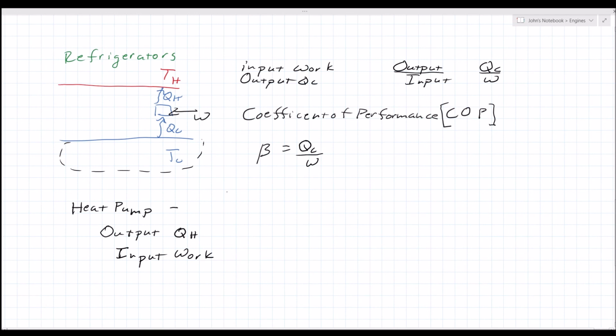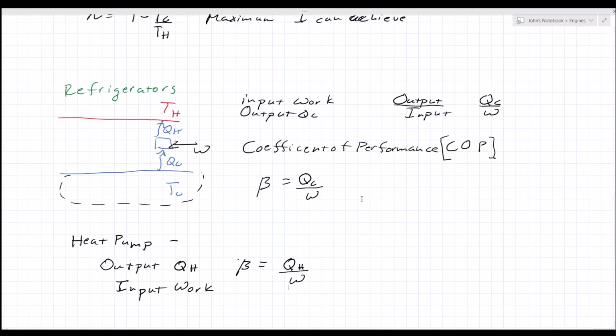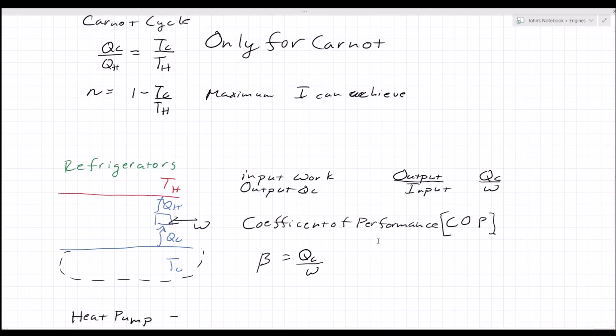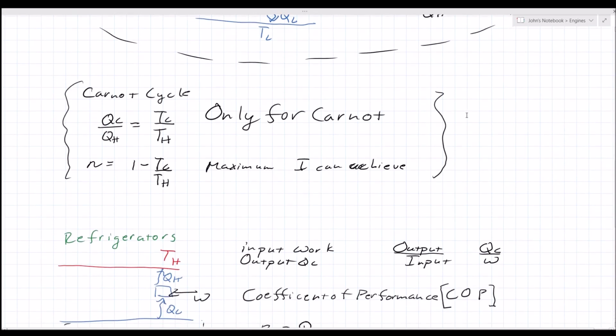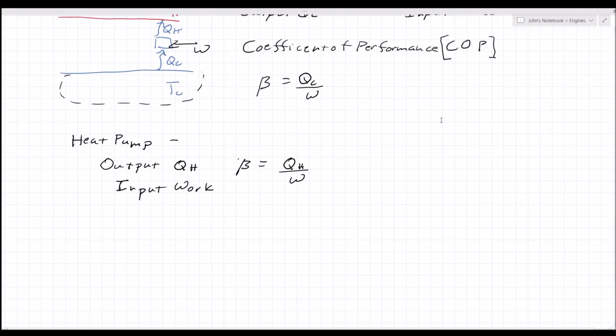So again, you would still use the coefficient of performance for your heat pump, and your heat pump coefficient of performance would be Q high over work. All right, so remember, you can again turn this into Carnot, going up here and using this relationship here and this relationship here. Now that the theory has been covered, I will solve some example problems to show you how to use these types of systems.